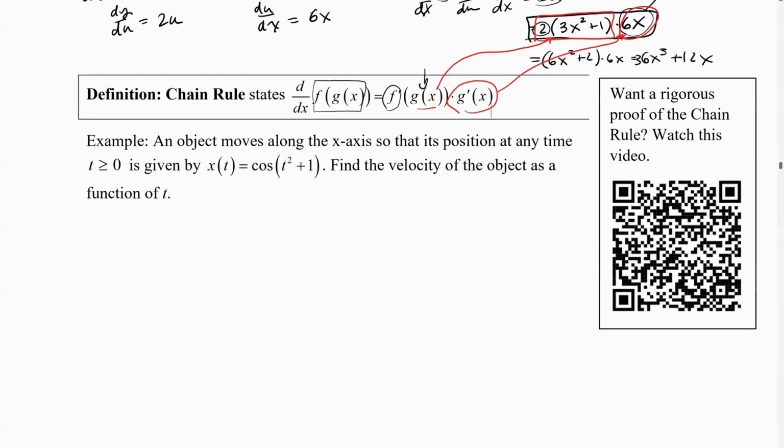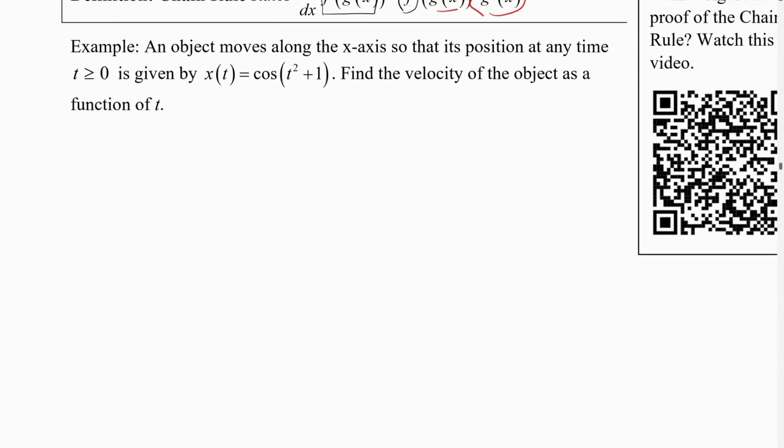As an object moves, its position at any time greater than 0 is given by cosine of t squared plus 1. Find the velocity of the object as a function of t. All right, so I'm going to take x of t, and I'm going to take the derivative with respect to t. I'm going to take the derivative of position with respect to time. And when I take the derivative of position with respect to time, I can think of this as dx/dt, but I could also think of this as velocity.